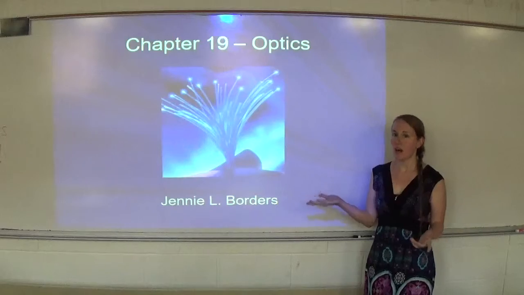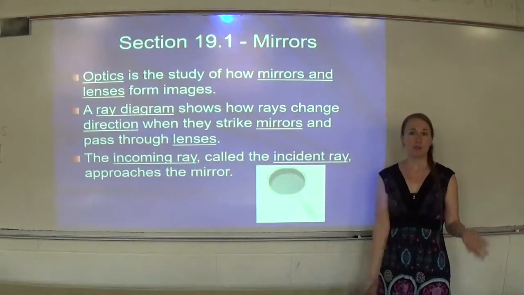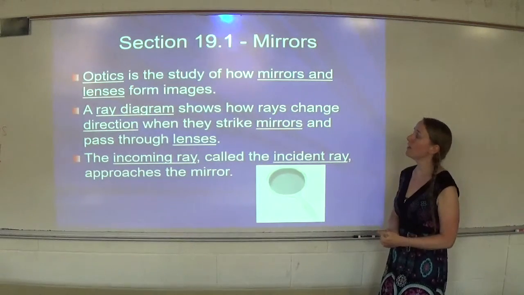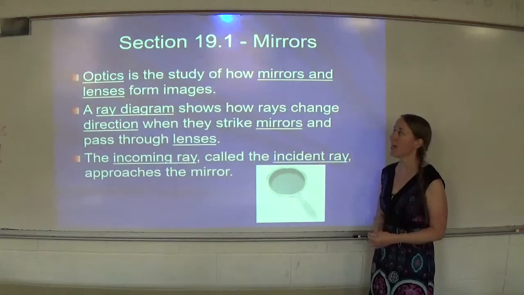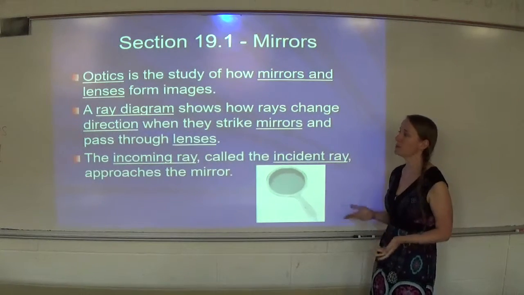So we're going to focus on optics in this chapter. We're going to start with mirrors, and then the second section will be on lenses. Optics is the study of how mirrors and lenses form images. A ray diagram shows how rays change direction when they strike mirrors and pass through lenses.